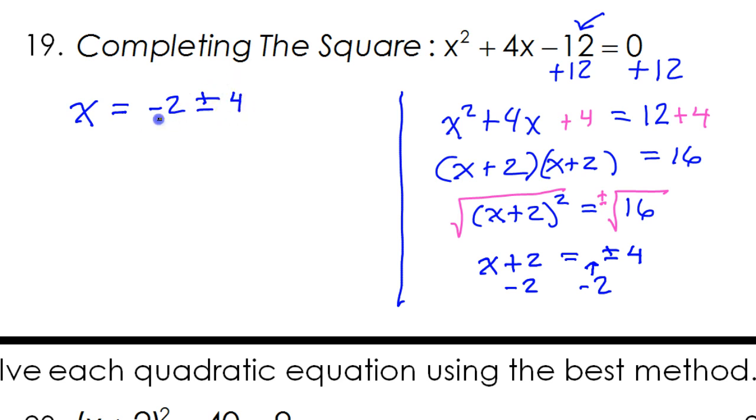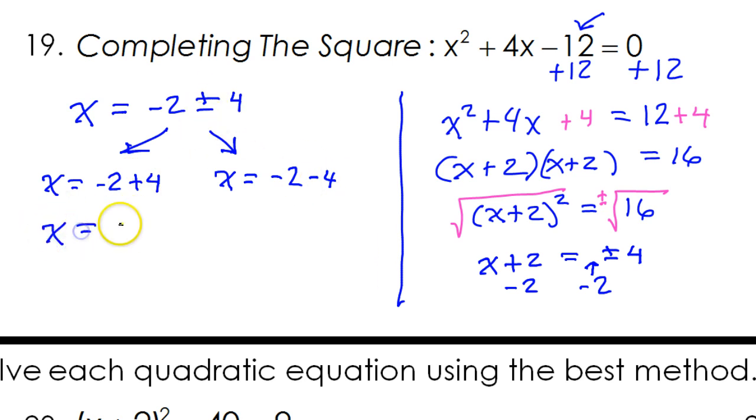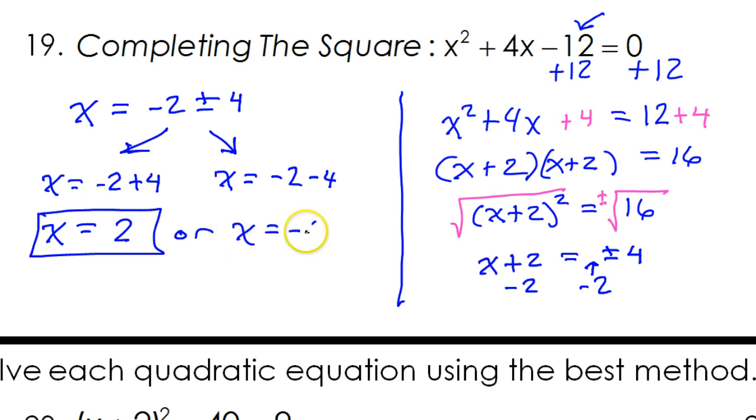We can't leave it like this, alright, because these numbers can actually be added and subtracted. So we have to go ahead and break this down separately. So this means x equals -2 plus 4, or x equals -2 minus 4. Okay, there's your plus or minus from the plus or minus. So this gives me x is equal to 2, and -2 minus 4 is -6. So x equals -6.